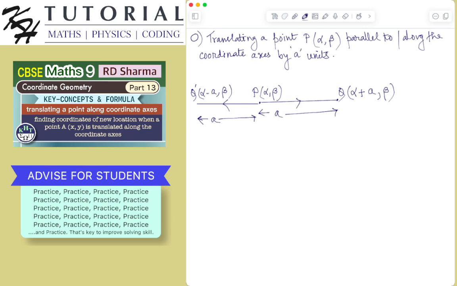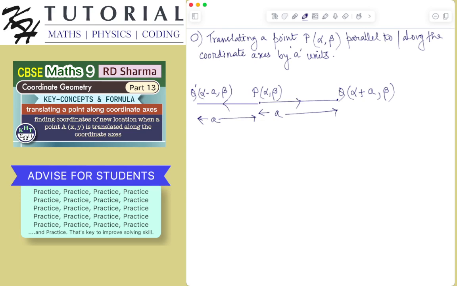So when we translate a point along the x-axis, the ordinate remains the same. If we translate the point P to the right-hand side, or along the positive direction of the x-axis, by A units, the abscissa will change by an amount A. That is, the abscissa will be alpha plus A, where alpha was the abscissa of the original point P.